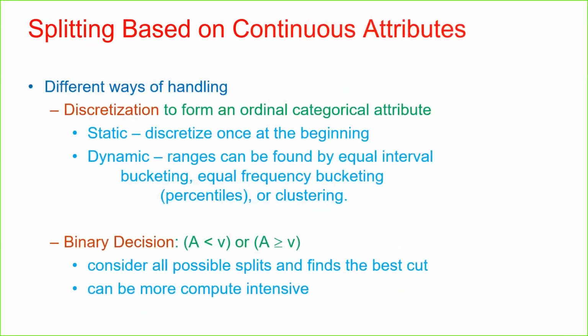And how to split based on continuous attributes? A continuous attribute means there is not a fixed number of values. It can take any value, and there are a lot of possible values. So we can't take one edge for each possible value because this is an infinite number of possibilities. So how to handle continuous attributes is the question.